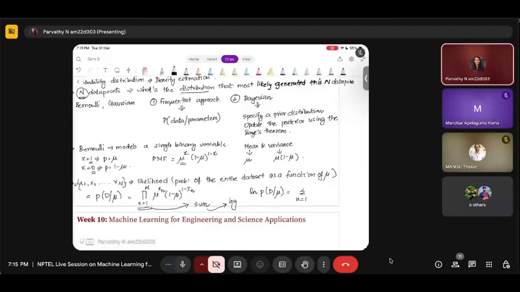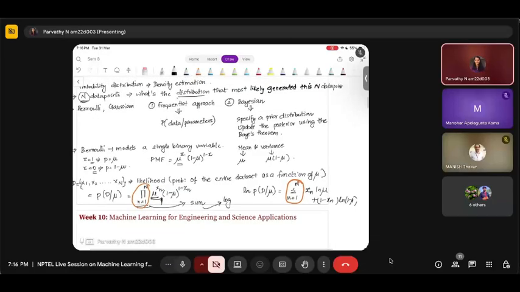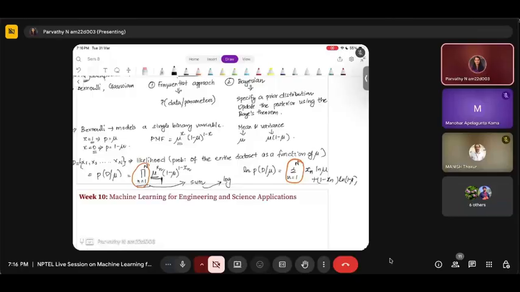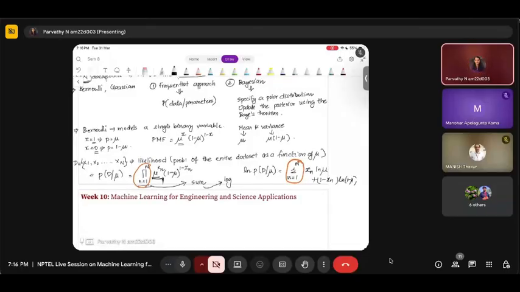So when we take the log, this product part will become a sum. That is why we have this sigma here. Then when you take the log of this, it will become xn log mu plus, this multiplication becomes, plus 1 minus xn times ln of 1 minus mu. So this is the maximum likelihood. So we are maximizing the log likelihood.